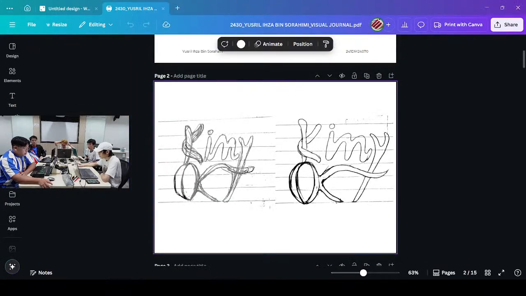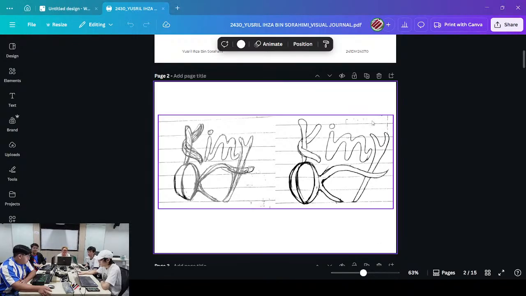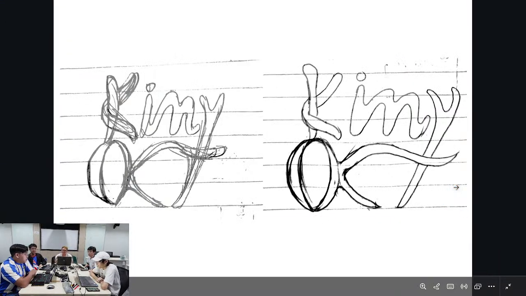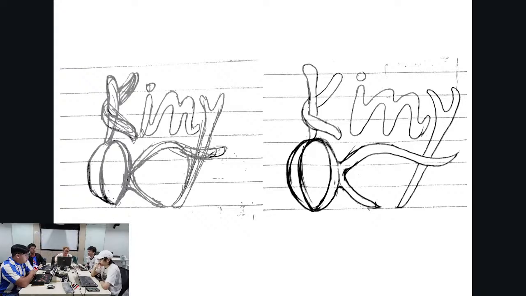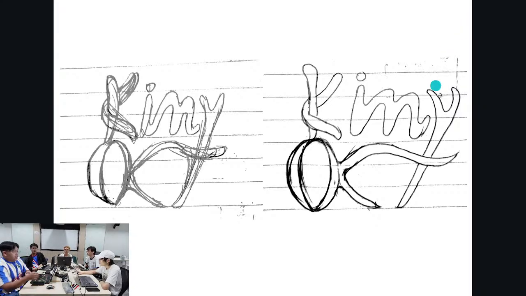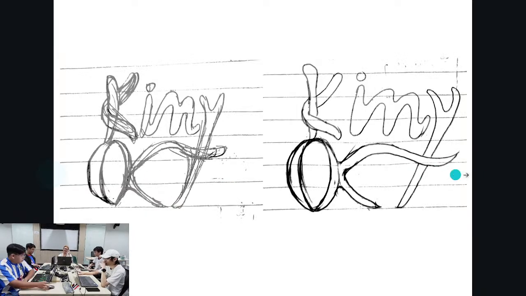So this is the first initial sketch of a char kway teow hawker called Kimi CKT. Kimi is the owner's name. CKT is char kway teow. But of course, the Malay version of char kway teow is not the Chinese version of char kway teow. Well, fair enough, but I still eat it. And I wanted to incorporate the wok that the head chef uses and the fire that comes with it. You guys have seen, right? They cook in a wok.